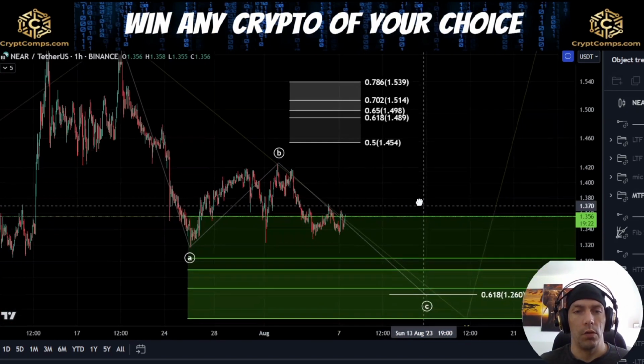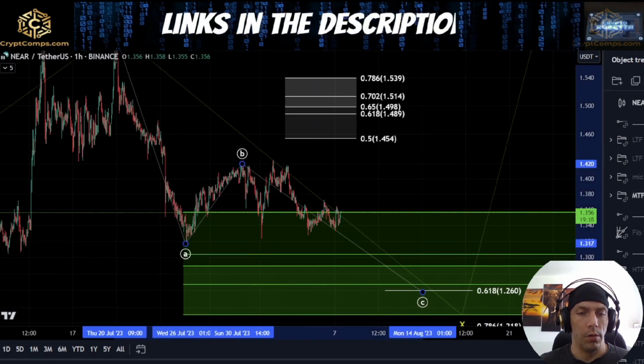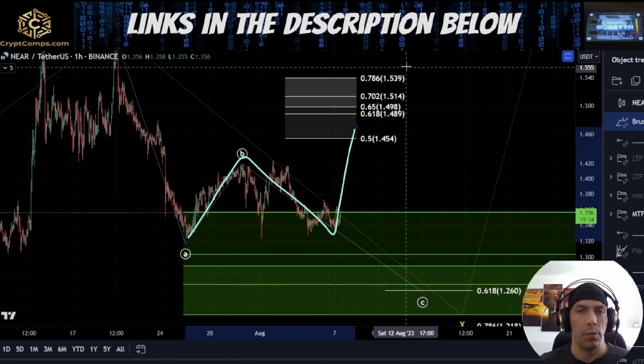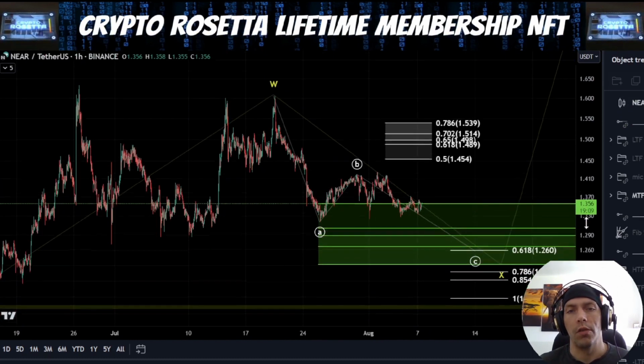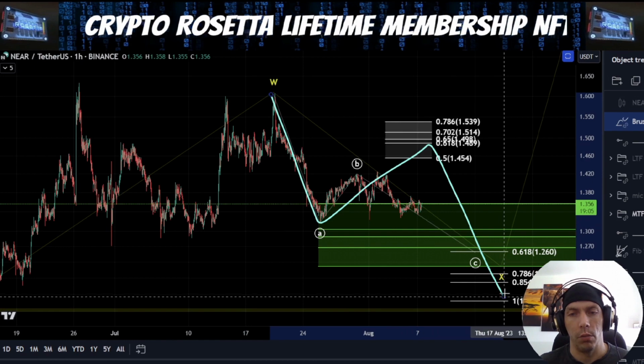Now if this B wave is not completed here, what we could still get, like I said previously, is we could see this as an A wave, we could get this as B, and then we see C wave up. So until we actually break above this 153, we need to be cautious of this continuation to the downside, where this could become A, this could become B, and this would be C.